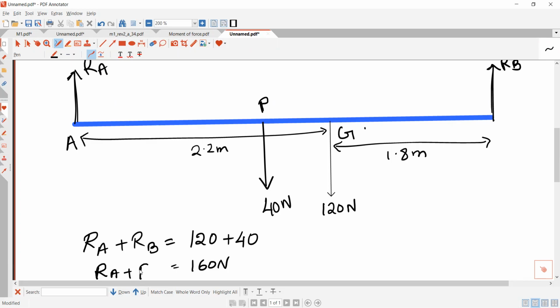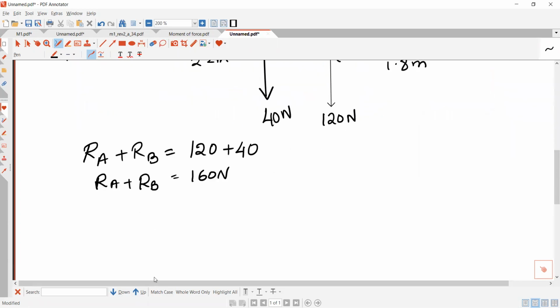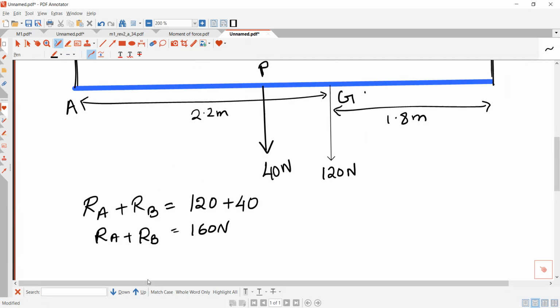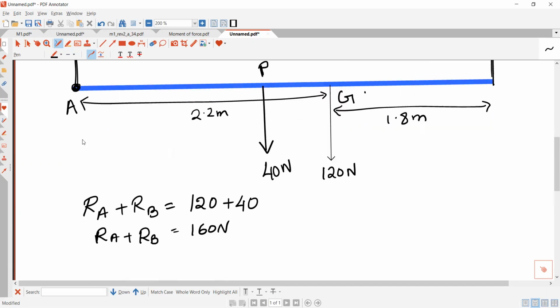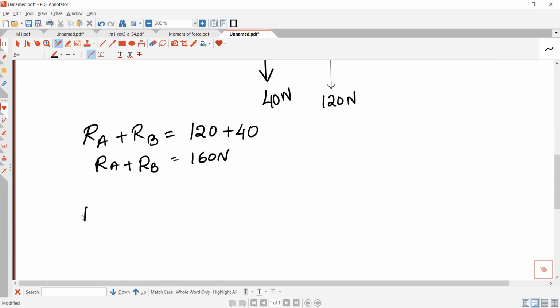Can I solve it any further? No, I cannot solve it any further. So now let's go to clockwise and anti-clockwise. If I do clockwise, anti-clockwise, you always know I take the moment over here. So taking moment at A.